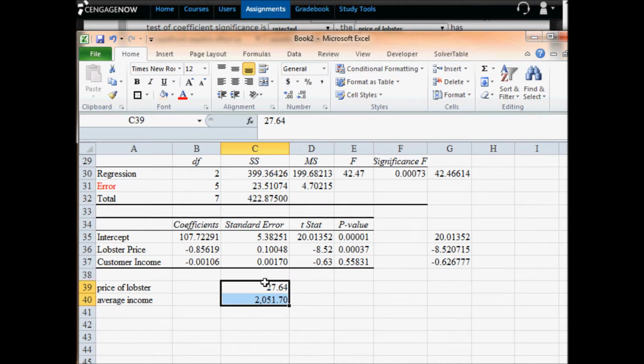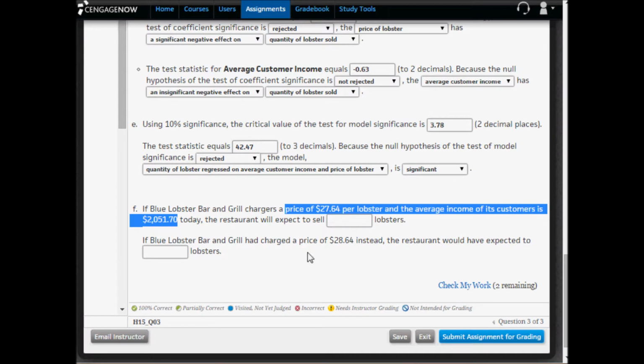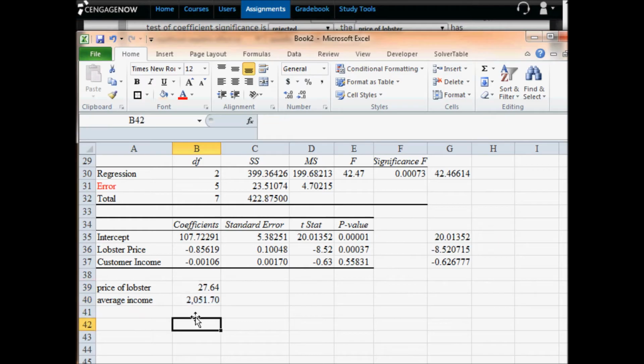Okay, so these are the values from that final problem, correct? 27.64 and 2,051.7. Okay, so if the price is that and the average income is that, what is the expected quantity of lobster sold?